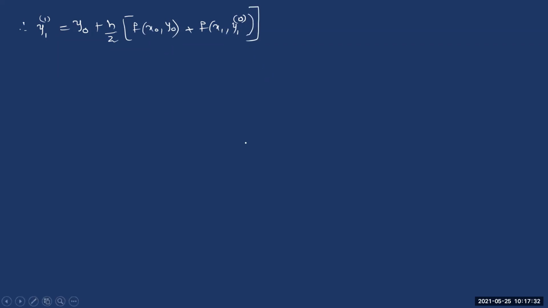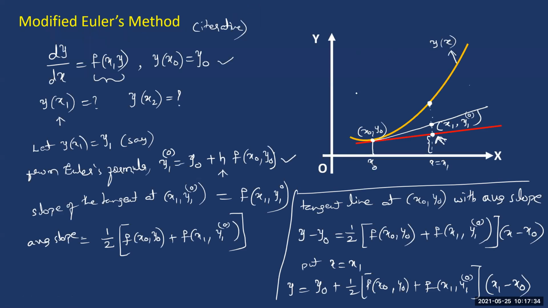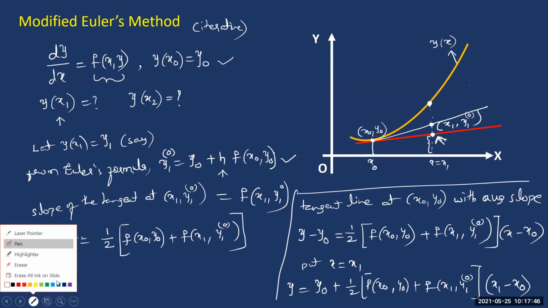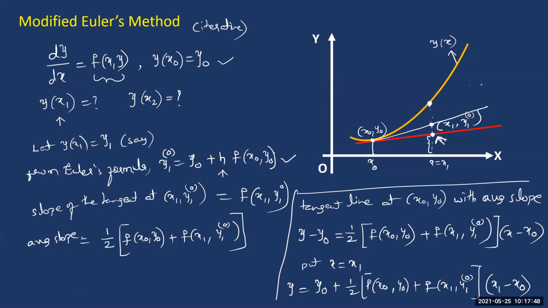And next, you see what we are trying to do here. Now we got a new approximation value, which is x1, comma y1 first approximation. This is x1, y1 first approximation now, this point. Now see what I'll do. I'll just repeat the same procedure.